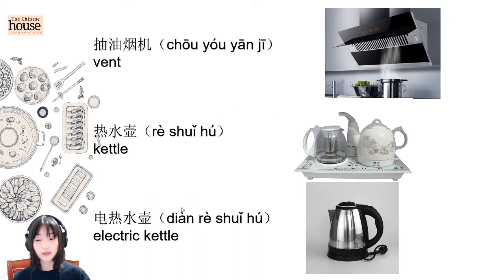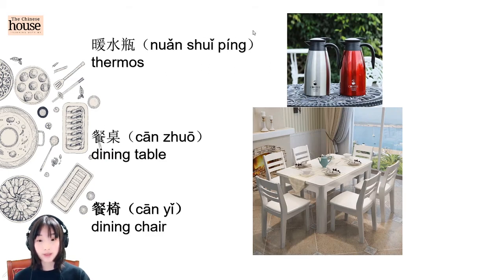And then electric kettle 电热水壶. So I just added 电, which means electric here. And then thermos 暖水瓶. 暖 means warm, 水 water, 瓶 means a bottle. 暖水瓶. And dinner table 餐桌, dining table 餐桌, and dining chair 餐椅.